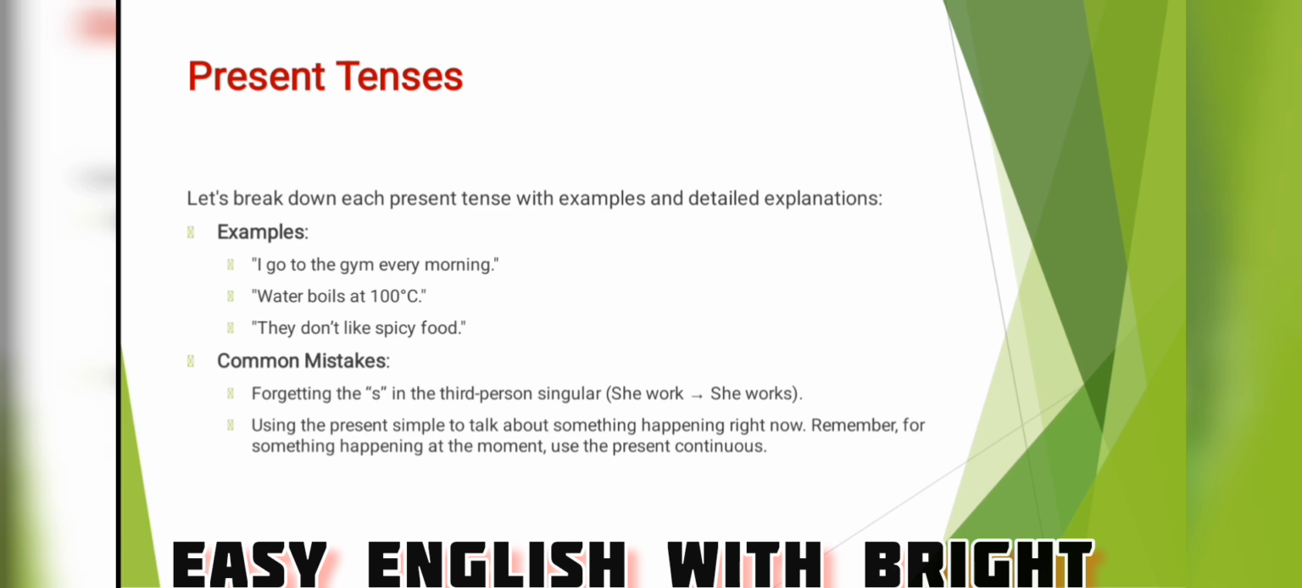The common mistakes in present tenses: forgetting the S in the third person singular. She works. The one which is correct is she works. Another mistake is using the present simple to talk about something happening right now. Remember, for something happening at the moment, use the present continuous.